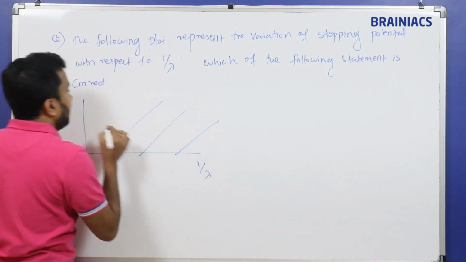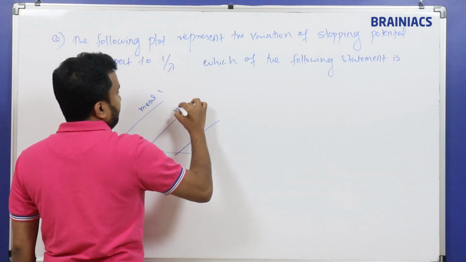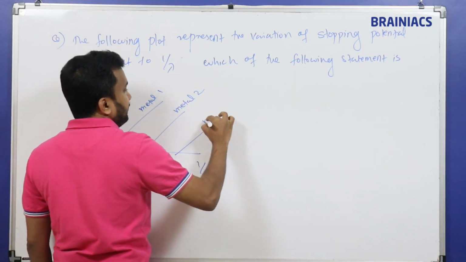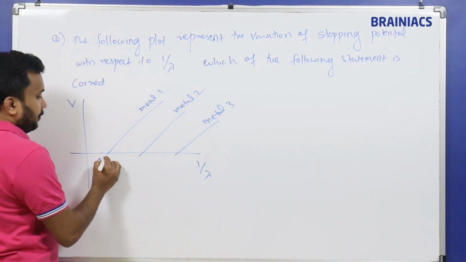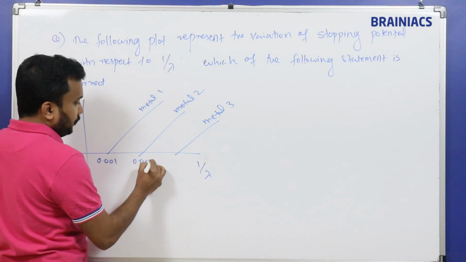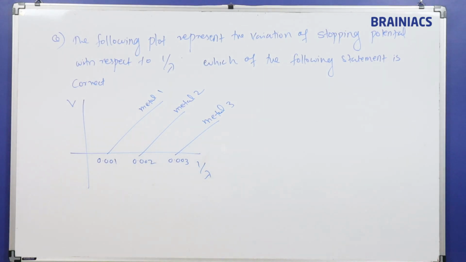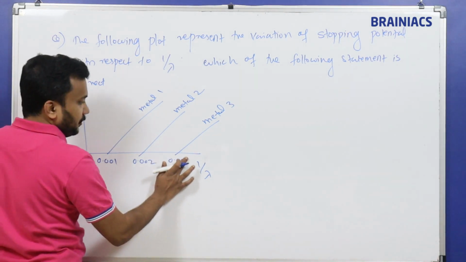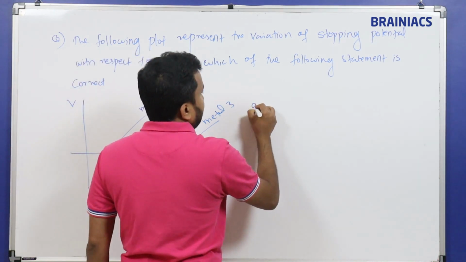This is with respect to 1 by lambda with V, and this is metal 1, metal 2, and metal 3. The values are like 0.001, 0.002, 0.003, and this is 0.004. So three metals are given, and the 1 by lambda values are given. Which of the following statements is true? That's the question. We will have a couple of options.